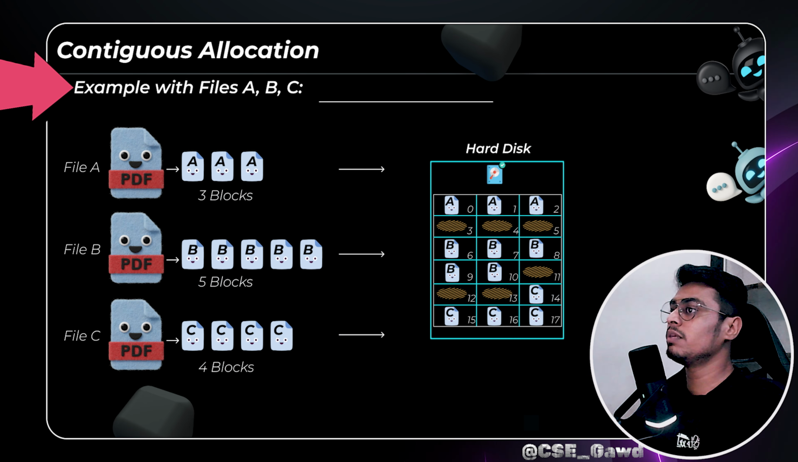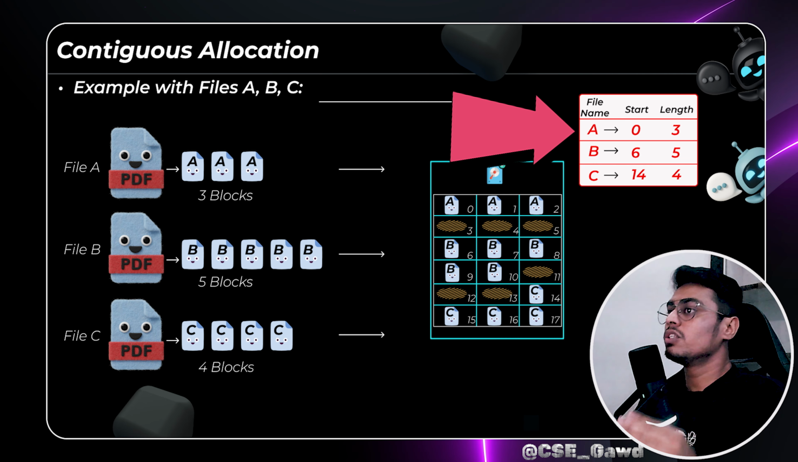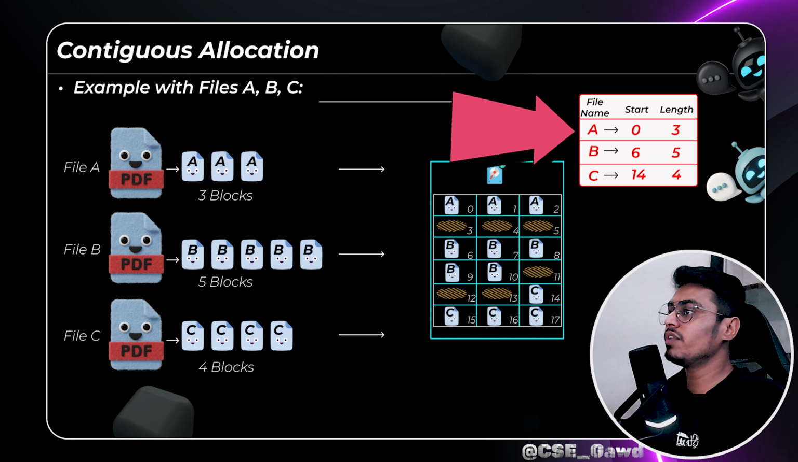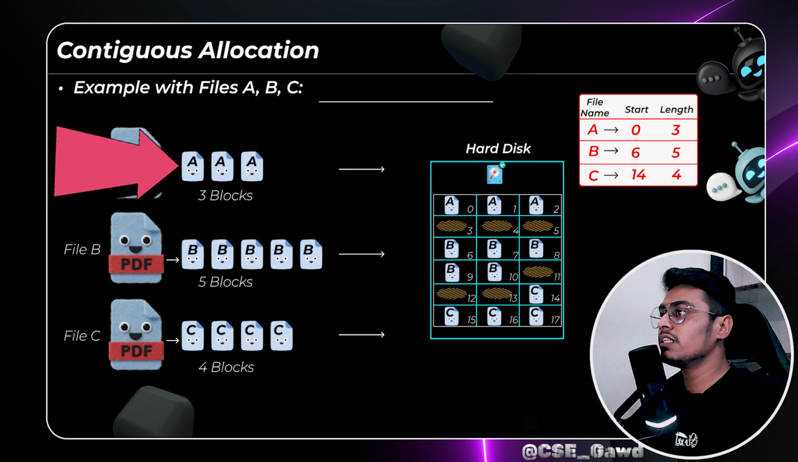Let me explain with a simple example. Let's say we have 3 files A, B and C. The directory contains all the information related to files. Here I have taken only 3 pieces of information: the name of the file, where the file starts from, and the length of the file. Let's say we have a file A, and we divided that file A into 3 parts, part 1, part 2, part 3.